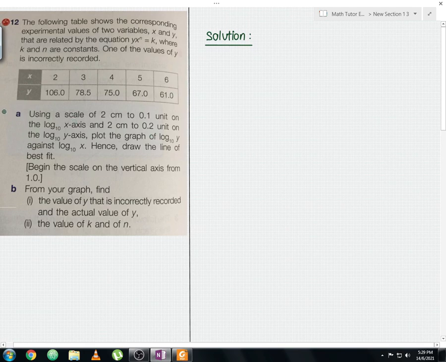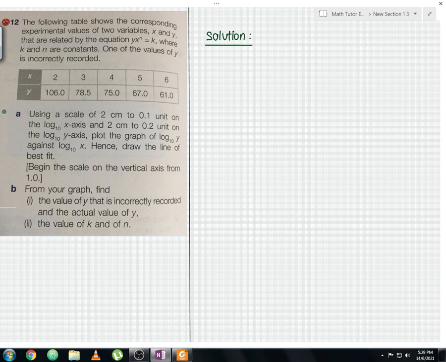For the question part A, using a scale of 2 cm to 0.1 unit on the log 10 x-axis and 2 cm to 0.2 unit on the log 10 y-axis, plot the graph of log 10y against log 10x. Hence, draw the line of best fit. So the question asks to begin the scale on the vertical axis from 1.0. Okay, continue to read the question part B.